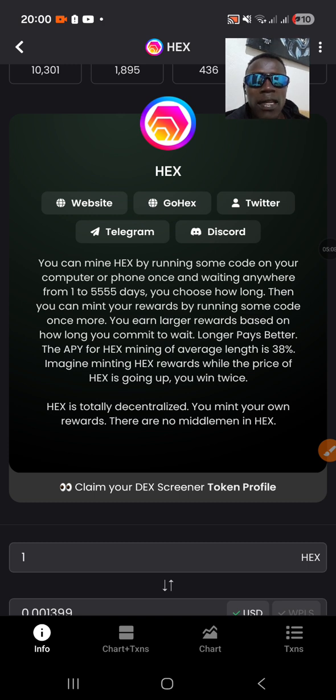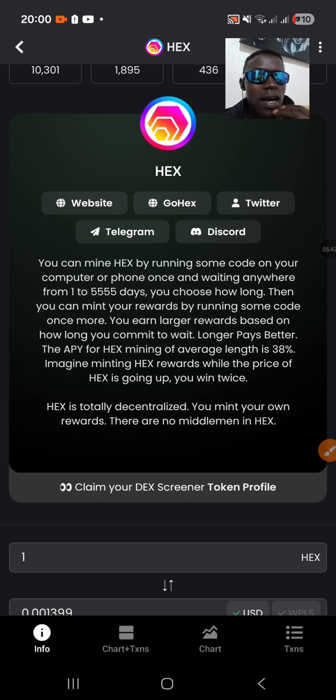You can earn longer rewards based on how long you commit to wait, and longer pays better. The APY for Hex mining for average length is 38%. Imagine minting Hex rewards while the price of Hex is going up. You win twice. That is what we are going to talk about shortly, the Hex price, because Hex is totally decentralized. You mint your own rewards. There is no middleman in Hex. You are your own bank.